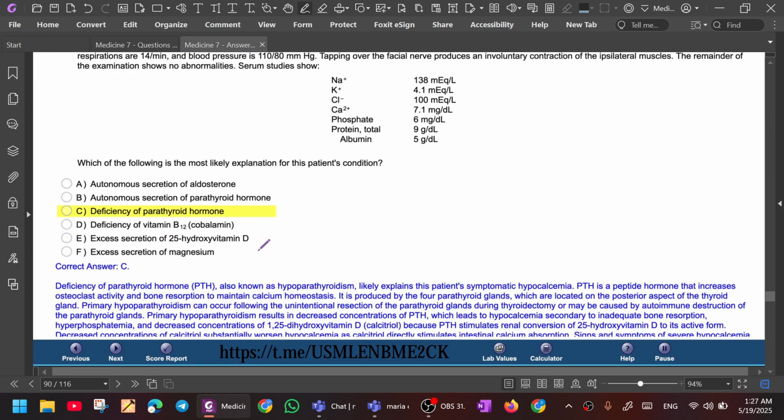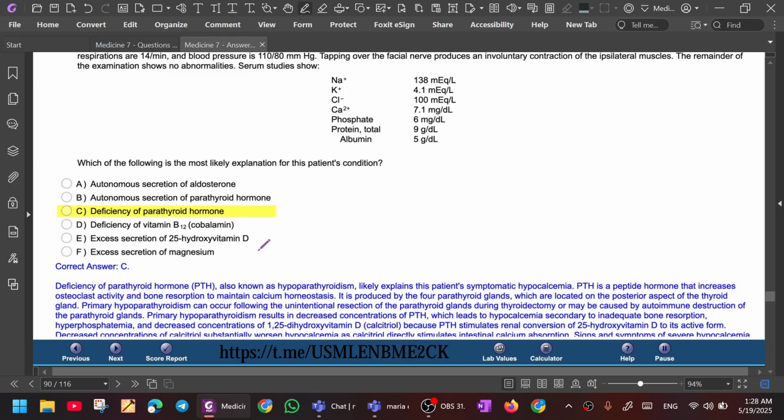Think in the easiest manner, then you will get the answer. Deficiency of PTH. I am already giving you the clue. This doesn't make sense. Excess. Okay. Ready? Yes. Oh my God, it's hypoparathyroidism.